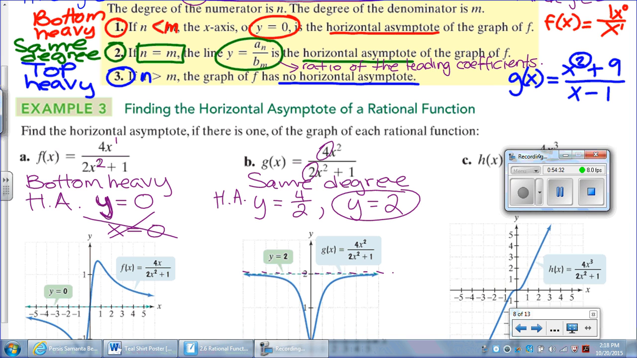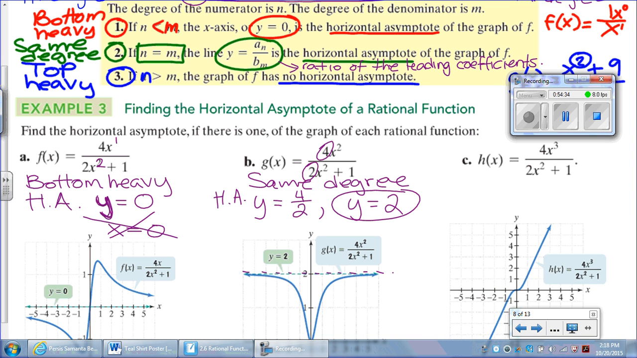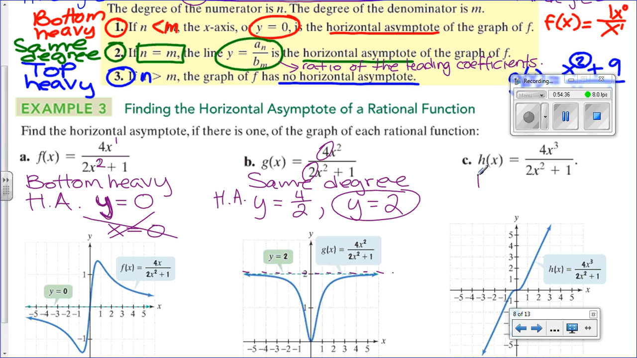And the last problem that we have here. Top heavy. So if we go by condition number 3, we can see that there is no horizontal asymptote. So NA? You could say NA or none. How do we answer this on MyMathLab? I'm not sure because I've never done the homework on MyMathLab. It probably gives you an option.